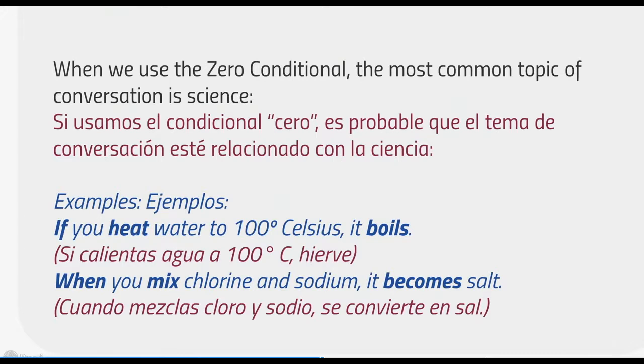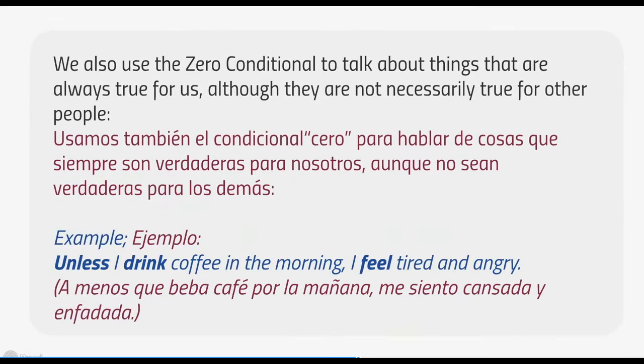When we use the zero conditional, the most common topic of the conversation is science. Examples: if you heat water to 100 degrees Celsius, it boils. When you mix chlorine and sodium, it becomes salt. We also use the zero conditional to talk about things that are always true for us, although they are not necessarily true for other people. For example, unless I drink coffee in the morning, I feel tired and angry.